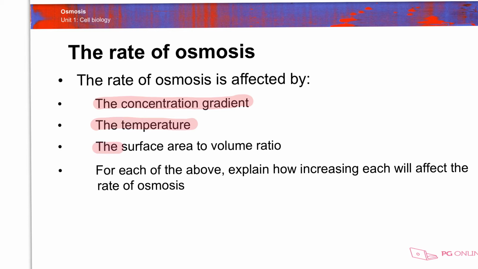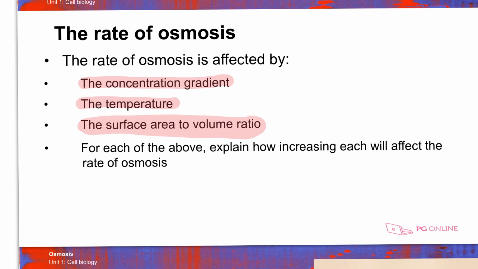The third thing that will affect the rate of osmosis is the surface area to volume ratio, i.e. how much edge there is. Because we can think of the edges of cells, so the cell membrane, as like the doors. And the more edges there are, the more doors there are for the water to move through, so the more water can leave. So the greater the surface area to volume ratio, the greater the rate of osmosis.